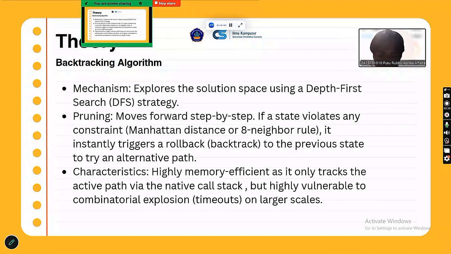The mechanism of the backtracking algorithm is to explore the solution space using a depth-first search, or DFS, strategy, and then pruning, moving forward step by step. If a state violates any constraints, such as Manhattan distance or the neighbor rule, it instantly triggers a rollback, backtracking to the previous state to try an alternative path. A characteristic of this algorithm is that it is highly memory efficient, as it only tracks the active path via the native call stack, but it is highly vulnerable to combinatorial explosion and timeouts at larger scales.